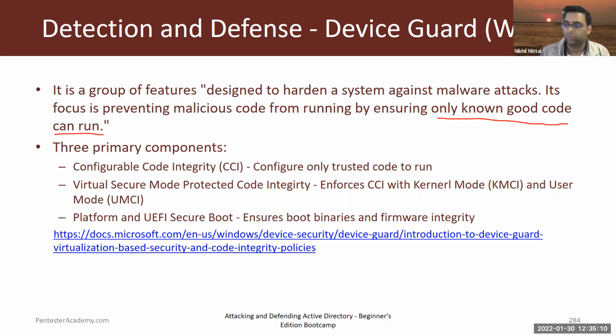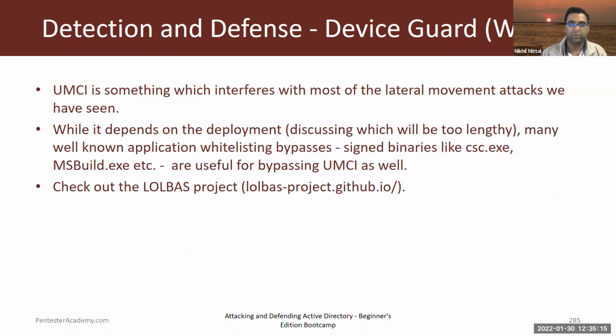All right, what is known good code? There is nothing called known good code. For example, if you want to talk about Microsoft signed code, take a look at the LOLBAS project, Living Off the Land Binaries and Scripts. This project lists Microsoft signed binaries and scripts that can be used to run untrusted code. For example, PowerShell.exe, CScript, MSHTA, HH, RunDLL32, RegSvr32. There are so many, InstallUtil, MSBuild. These all are Microsoft signed binaries, but they can still run untrusted code.